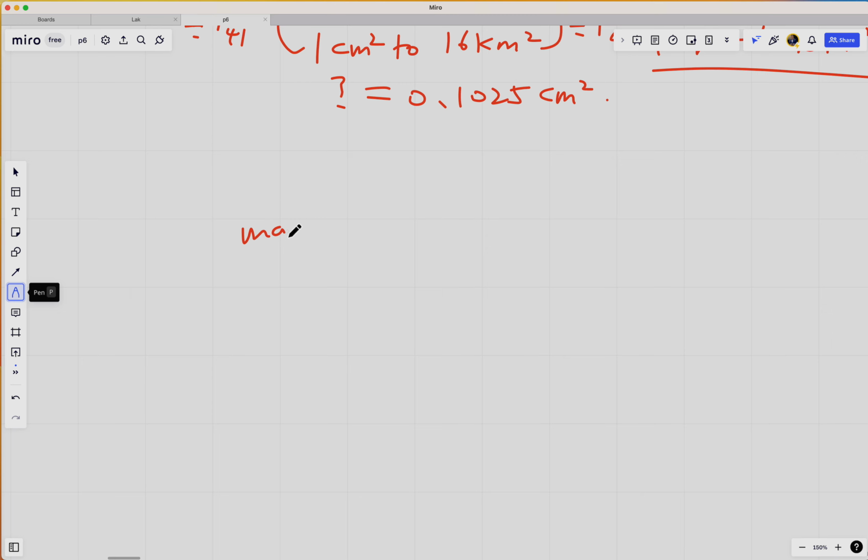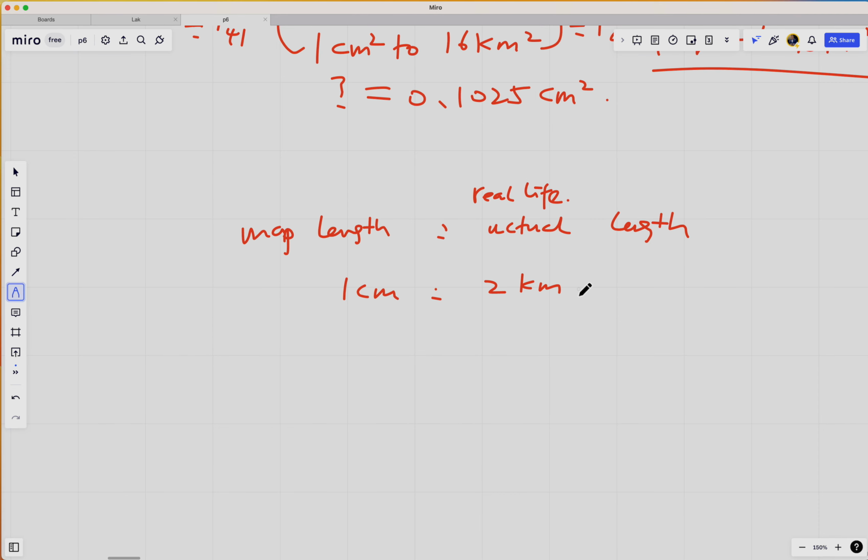Okay. So to give you a summary of how you should answer this question: you have the map length to the actual length. Actual length means real life. For example, it's 1 cm to 2 kilometer. Okay. Then this is 1 cm to 2 kilometer.